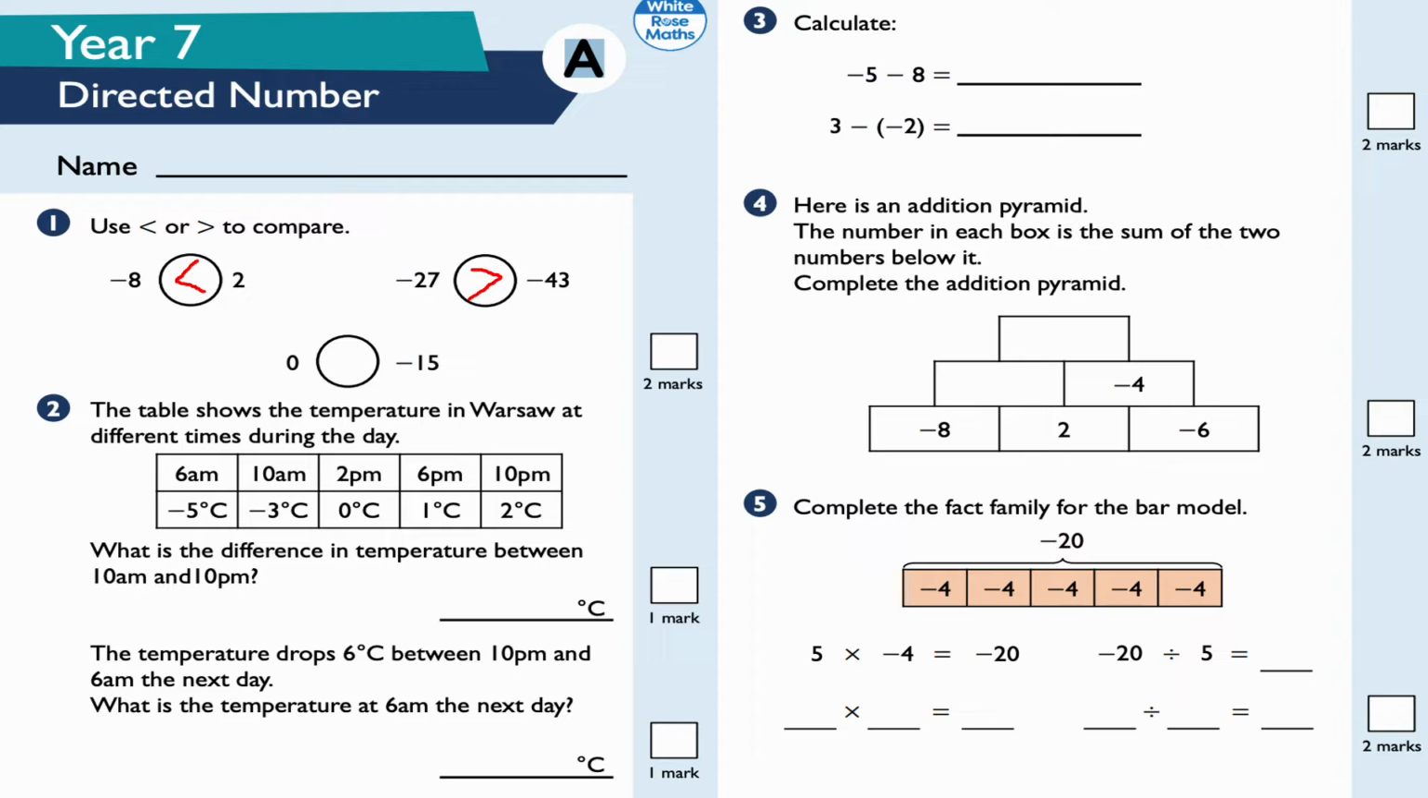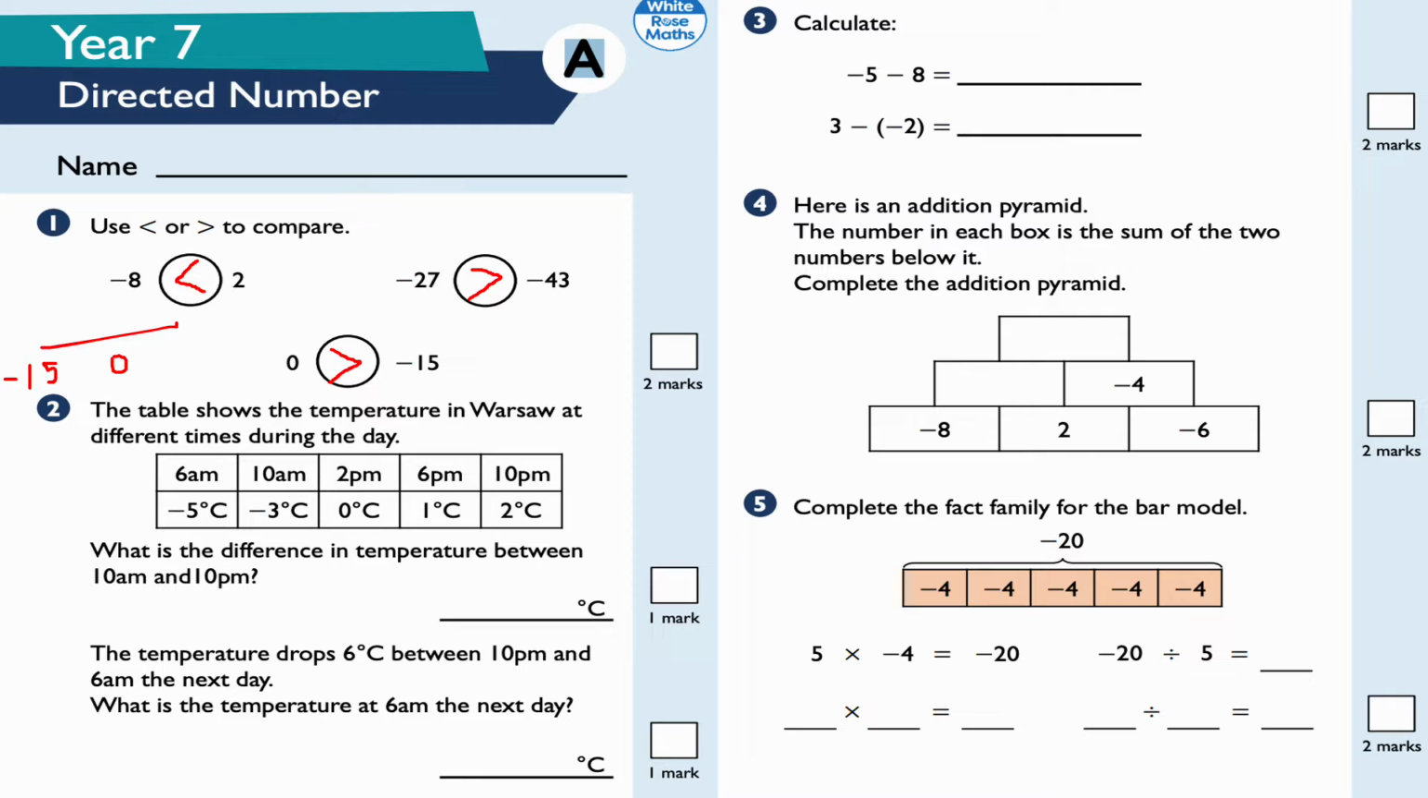Next question, 0 and -15. Well, 0 is clearly greater than -15. -15, on my number line, is on the left hand side. So imagine that this is the number 0, -15 will be somewhere here, on my number line.